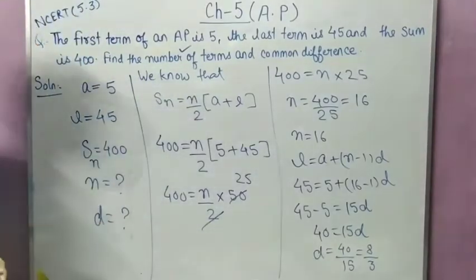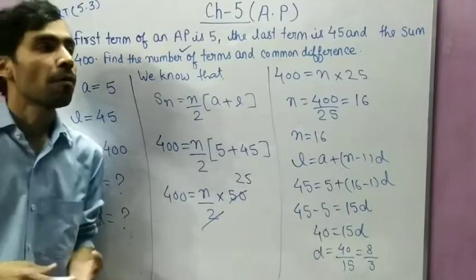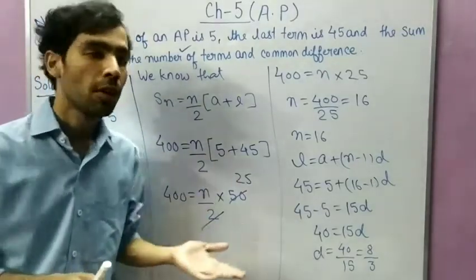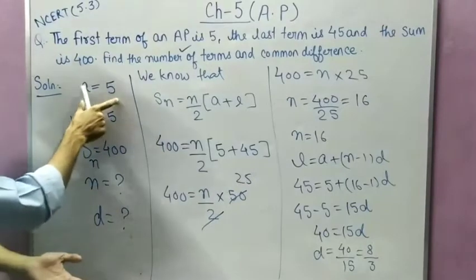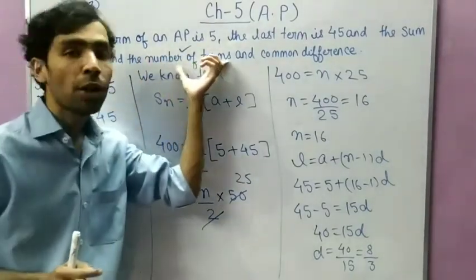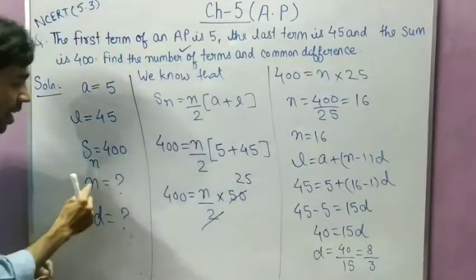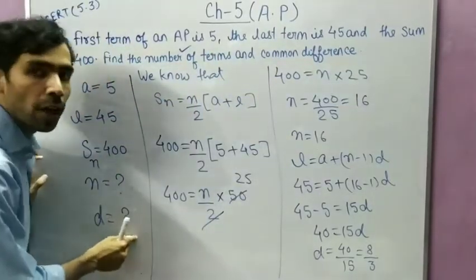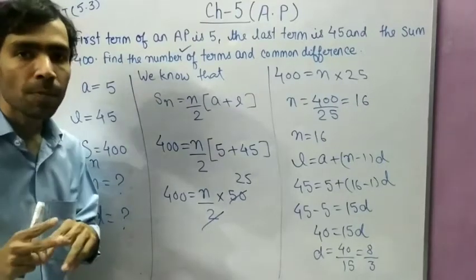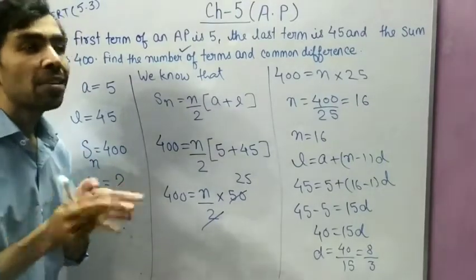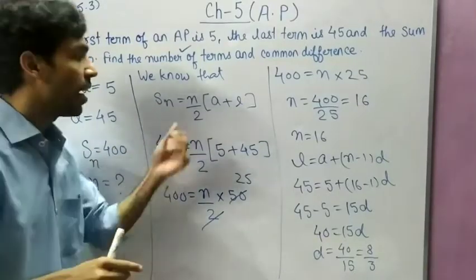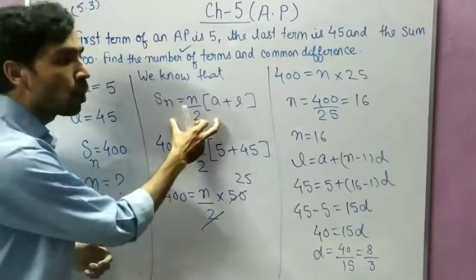Okay, very simple question it is. First, whatever questions are given, student, first you note down what is given. So I have written first term was given, last term was given, sum is given. Now we have to calculate the number of terms and the common difference. So n we have to calculate, d we have to calculate. Afterwards we have seen that there are two formulas of sum. So we have applied that formula in which all the things are given and n is not given. So I have applied this formula.